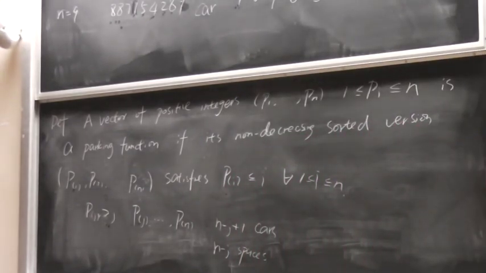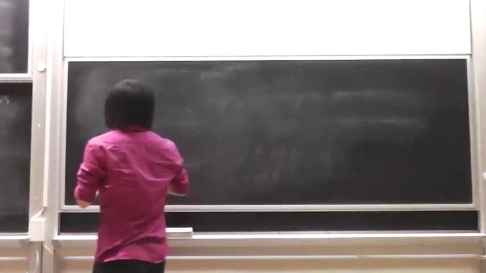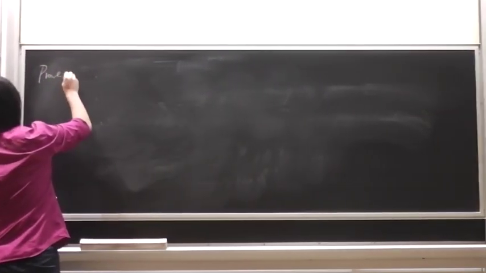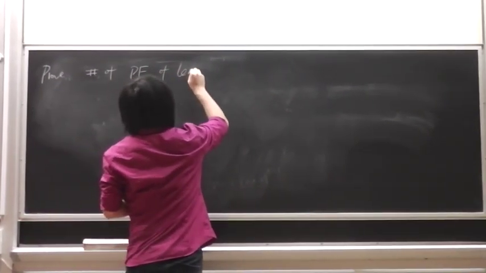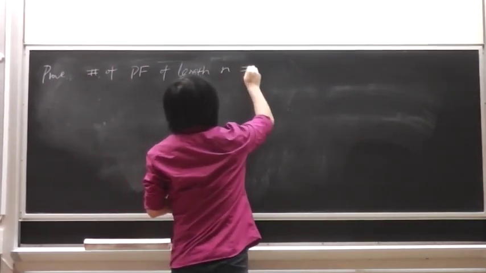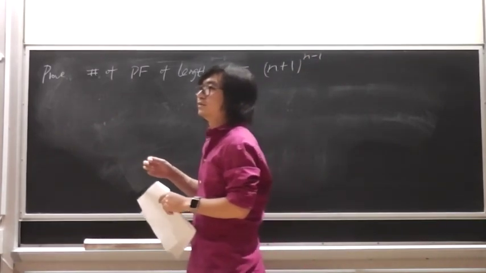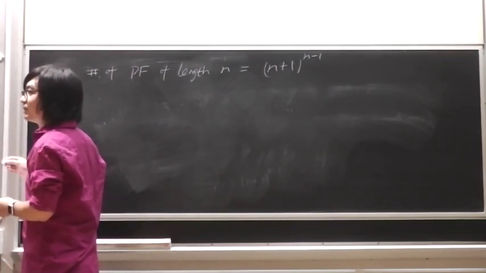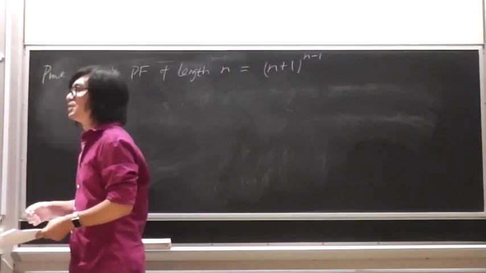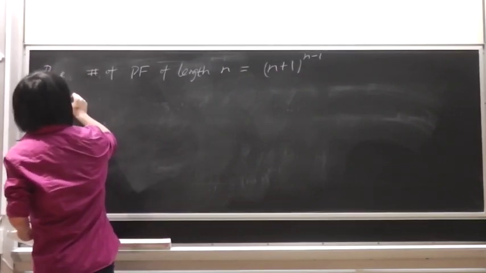So now there's a very natural question. How many parking functions are there for any n? We'll prove that the number of parking functions of length n equals (n plus 1) to the power n minus 1. There are many proofs for this one. Actually, I forgot who were the first people to find this. Yeah, there are many proofs. I'll just give one example.